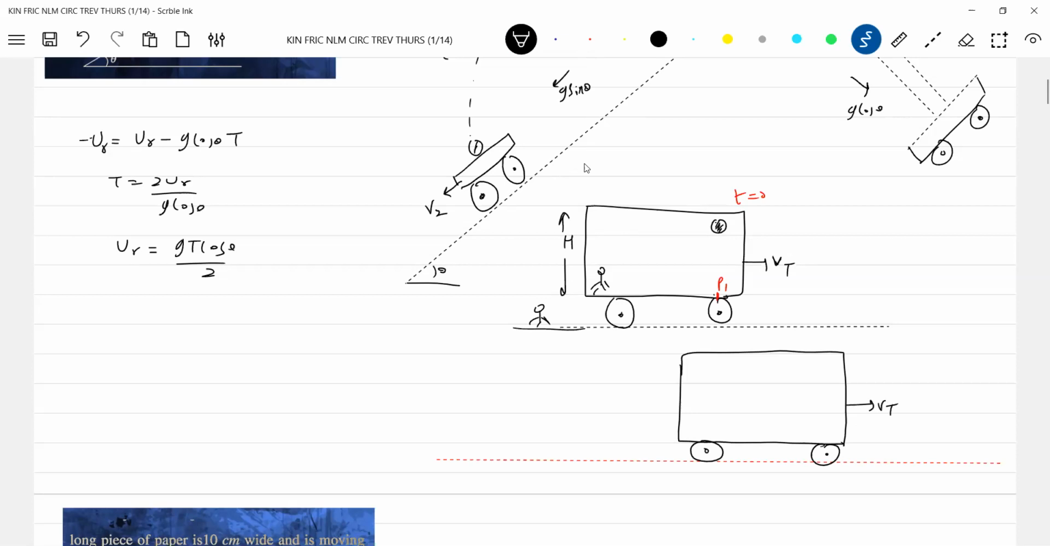Where the ball, so the ball will strike like this. So this was the point P1. So what this person will say is how the ball moves vertically down. What will be the comment from this person? What will be its comment? Ball moves in parabolic path.